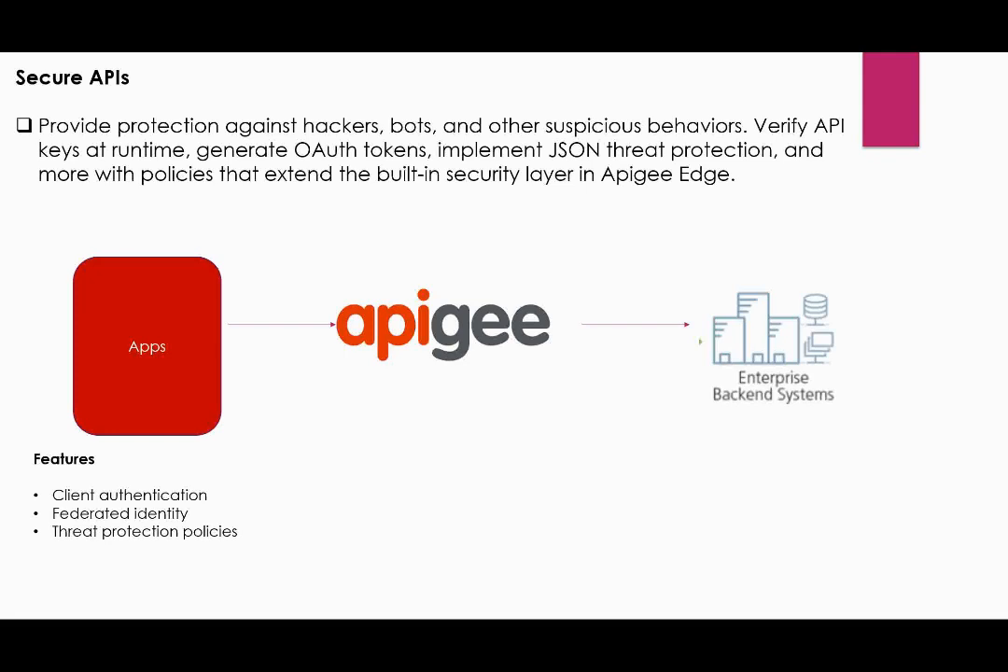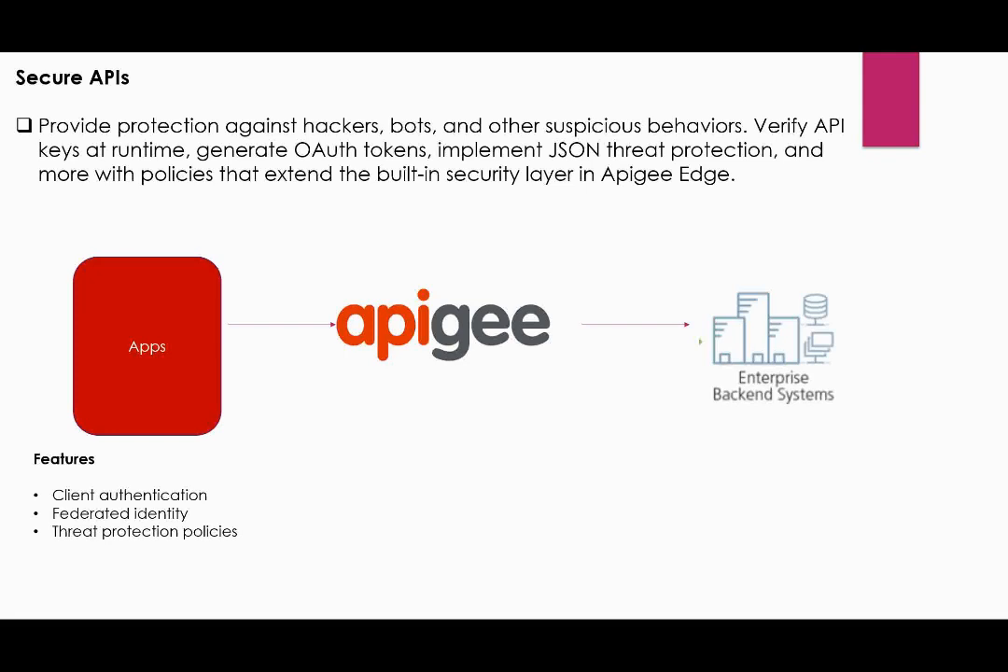Similarly, you can do client authentication, OAuth authentication, and federated identity, where you want to configure and manage a third-party identity provider like Okta or any other identity provider for your user authentication. That you can also do via a federated identity management system. Then there is the threat protection policy, to avoid any threats or any bot sending a lot of requests to you, so that you can secure the backend system.